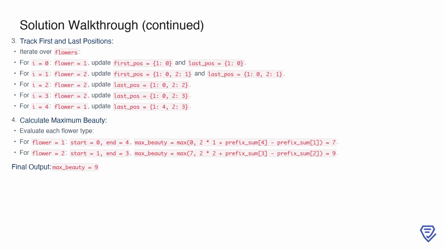Next, we calculate the maximum beauty by evaluating each flower type. For flower 1, its first and last positions are 0 and 4, so we compute the beauty as 2 * 1 plus prefix_sum[4] minus prefix_sum[1], which equals 7. For flower 2, its positions are 1 and 3, and the calculated beauty is 9. Thus, the maximum beauty for this example is 9.